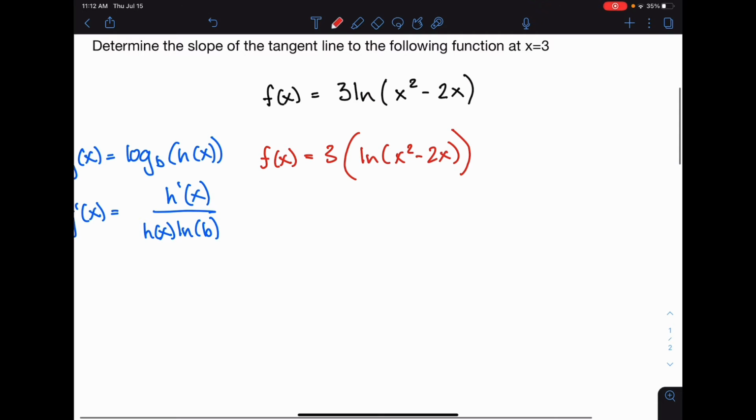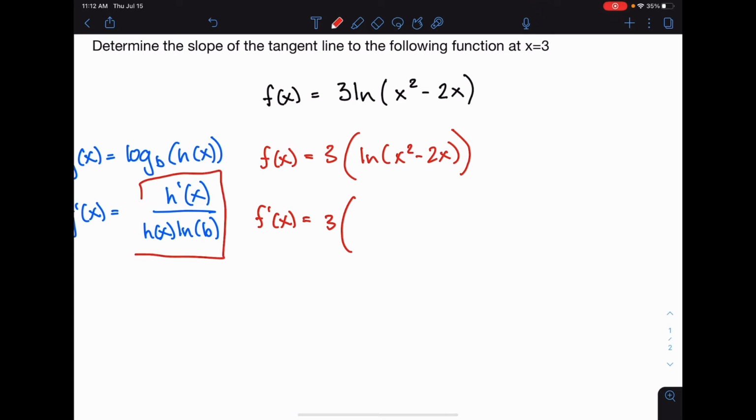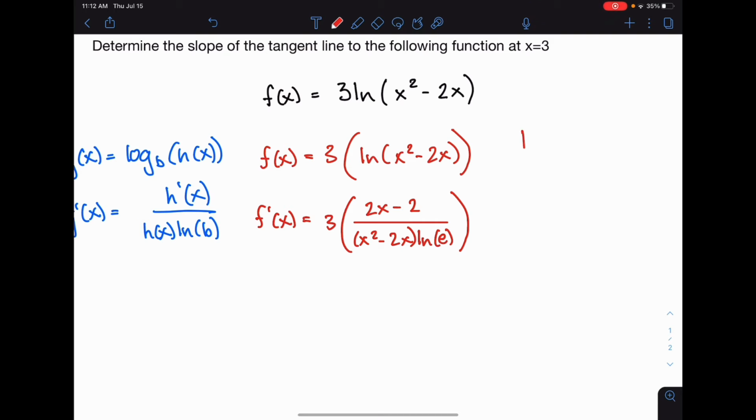So with our derivative rule, this is going to turn into 3 times, and then using this formula right here, we've got the derivative of our inside function on the numerator. So the derivative of x squared minus 2x is just 2x minus 2 by the power rule, right? And then we're going to divide that by our inside function, which was x squared minus 2x, and multiply it by the natural log of the base. So this is going to be ln e. And that's because ln is just the same thing as log base e. I should say ln x is the same as log base e of x.